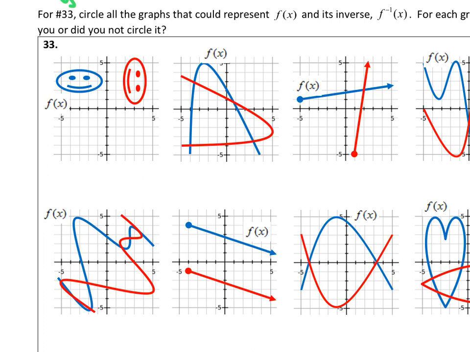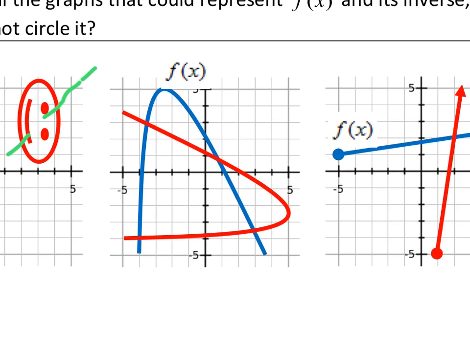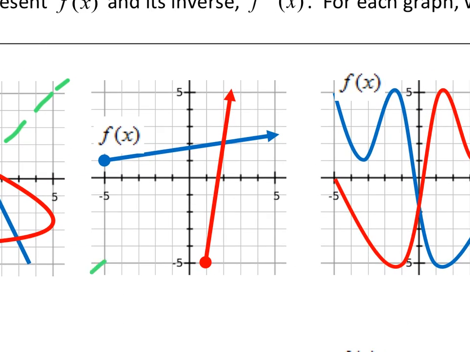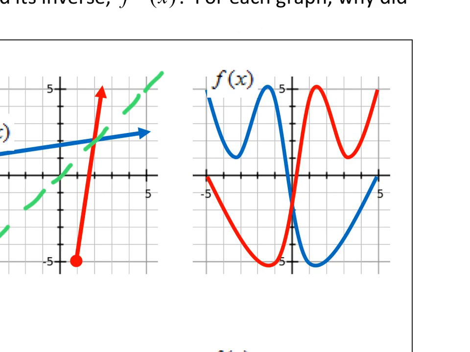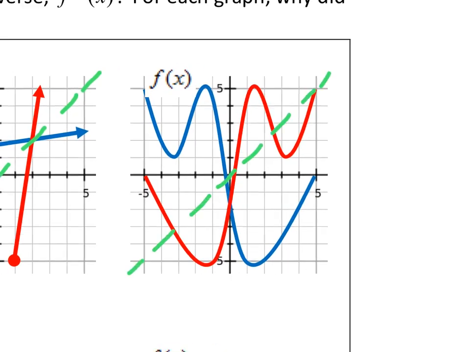It's asking if the red and blue are inverses of each other. So the first thing that I'm going to do is draw the line y equals x on each one of these graphs. Y equals x, y equals x, y equals x, y equals x.